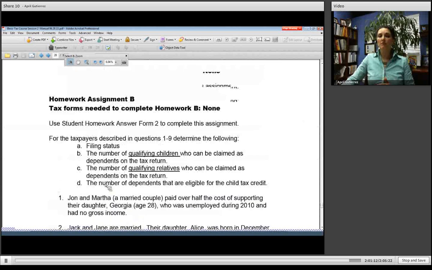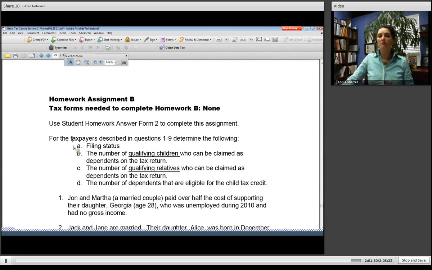Now, homework number B is to prepare, not a tax return, but to answer questions 1 through 9. And what we want you to do is to look at the situation for problems 1 through 9. The next part of the assignment is homework assignment part B, and there's no tax form that you're preparing as a part of this. This is more just analyses again. You're looking at tax situations, and you have to identify the following information for each tax situation.